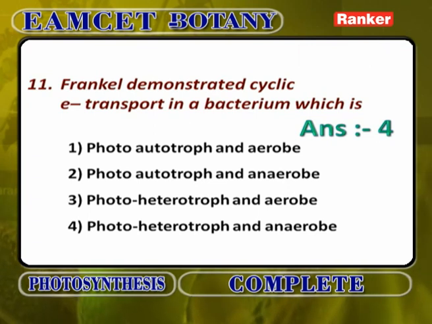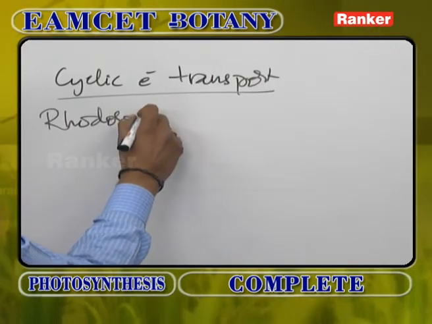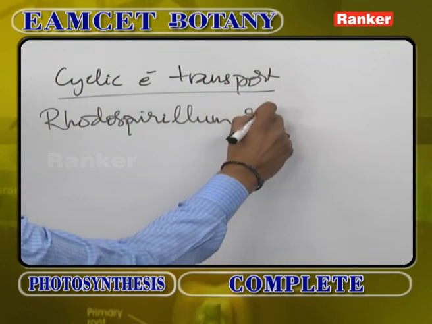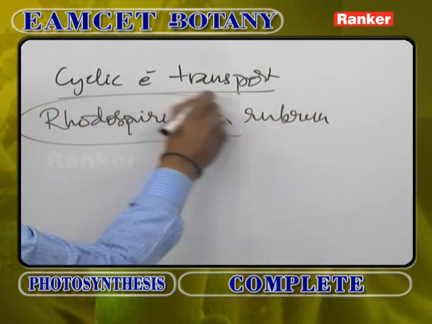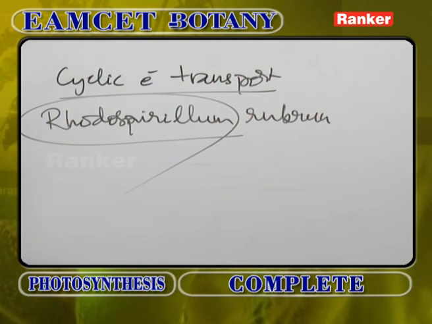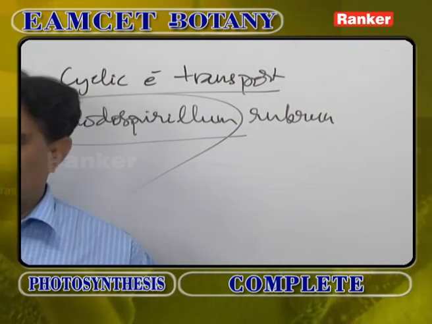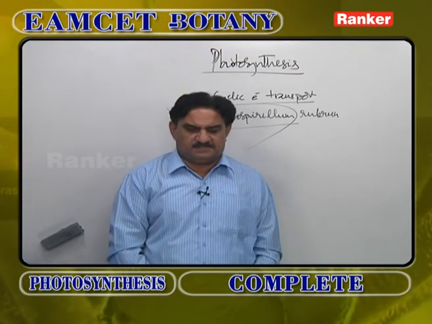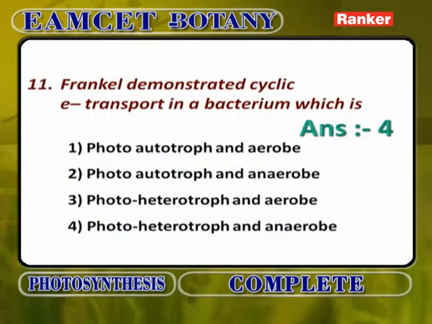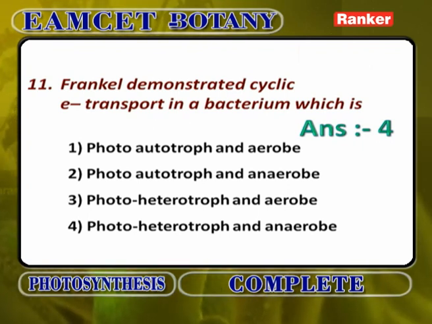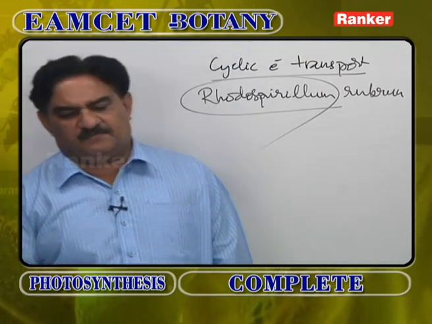Frenkel demonstrated cyclic electron transport in a bacterium, Rhodospirillum rubrum. So he explained this process in Rhodospirillum. Rhodospirillum is not a photoautotroph, it is a photoheterotroph; it is not an aerobe, it is an anaerobe. So first option is wrong. Photoautotroph and anaerobe is wrong. Photoheterotroph is correct, but aerobe is wrong. Photoheterotroph and anaerobic bacteria is correct.